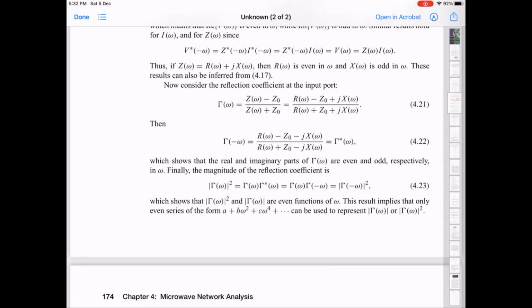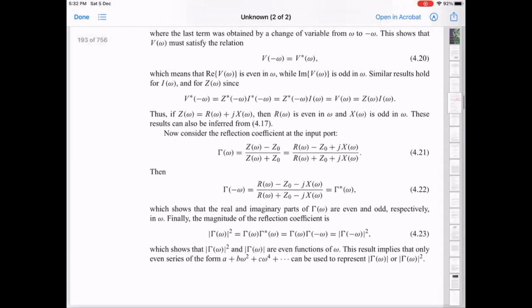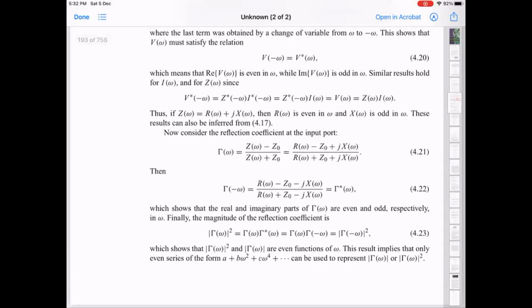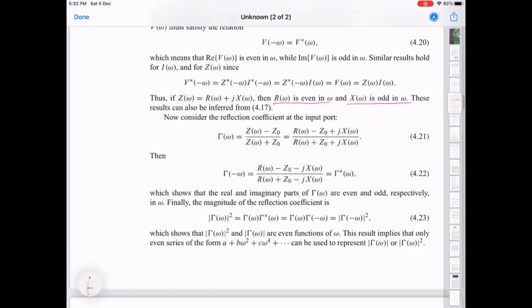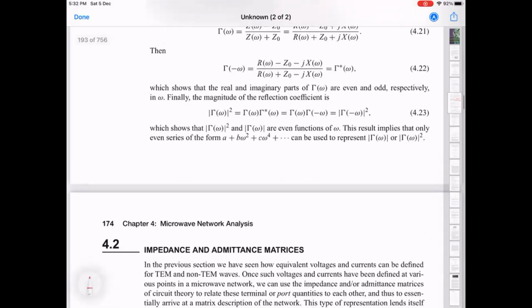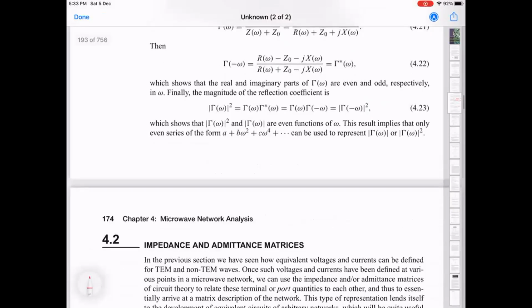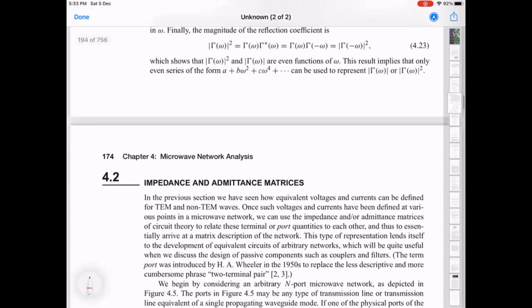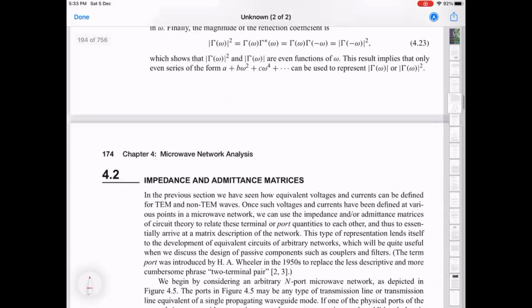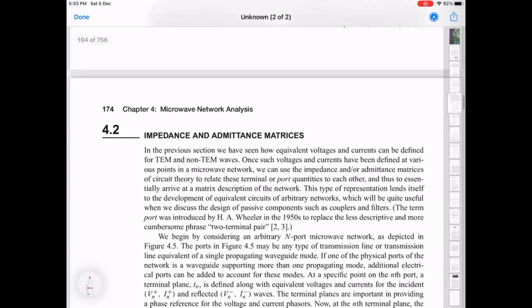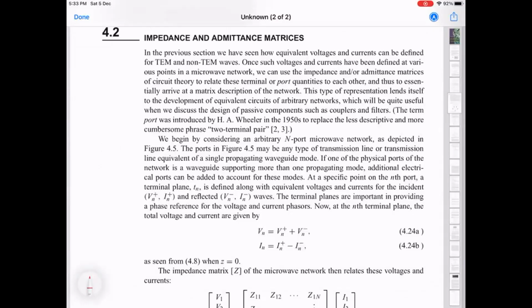So it's important to keep in mind that R of omega is always even in omega and X of omega is always odd in omega. That's basically what I wanted to go through, and we will now look at network theory, starting with impedance matrices and then going on to scattering matrices in tomorrow's lecture.